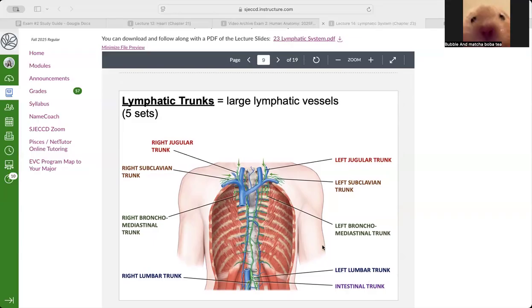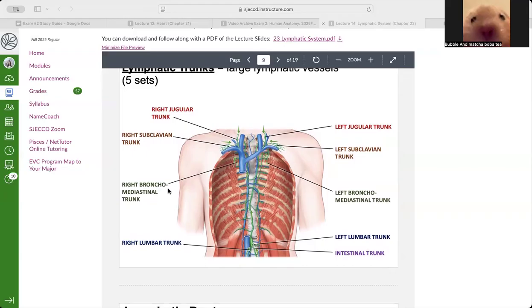Okay, right bronchomediastinal trunk and left bronchomediastinal trunk. These two drain the thoracic wall, lungs, and heart. You see where it's located? Thoracic ducts are right here, right? So right here, the heart, the lungs, and the thoracic wall.